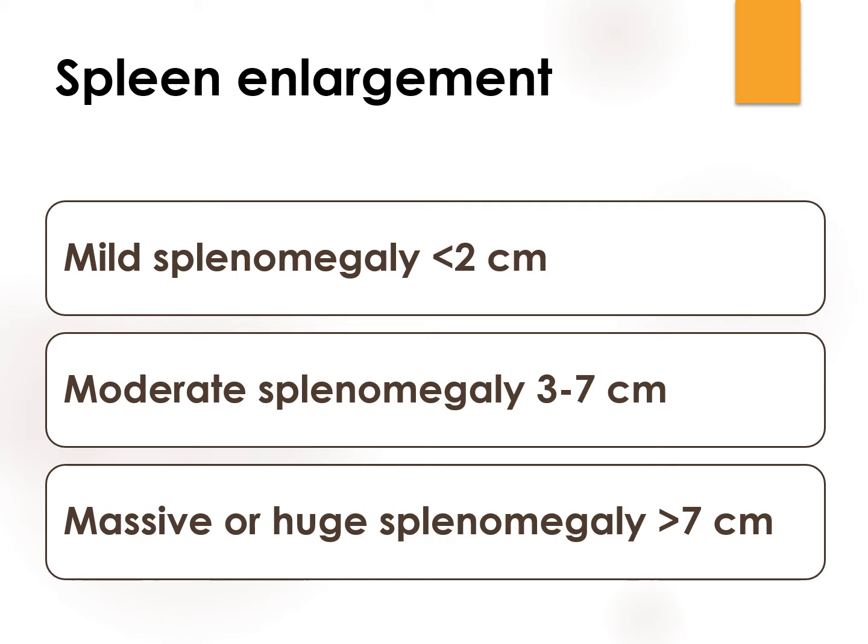So when you label splenomegaly, whenever a spleen is palpable, you have to categorize it as either mild, moderate, or massive splenomegaly. According to the size, if the size is less than 2 cm, we label it as mild; moderate when between 3 to 7 cm; and massive, huge splenomegaly when the size is more than 7 cm.